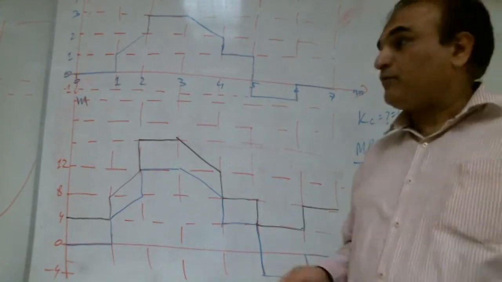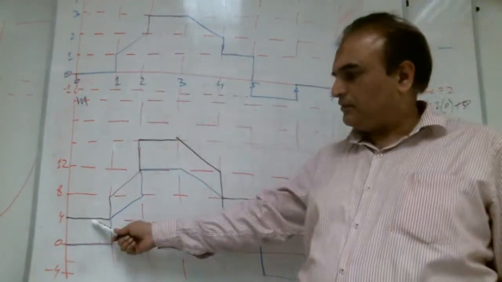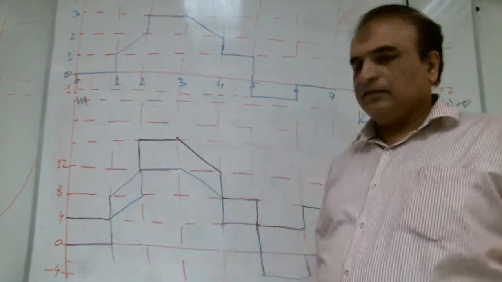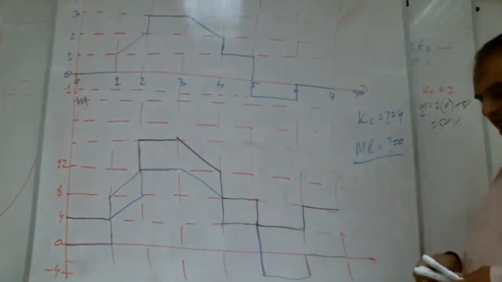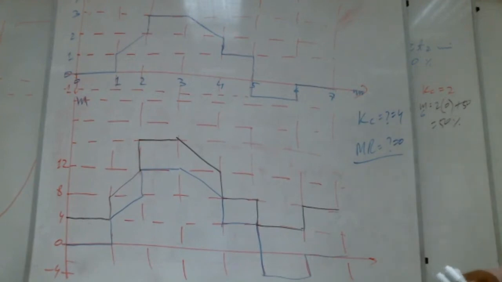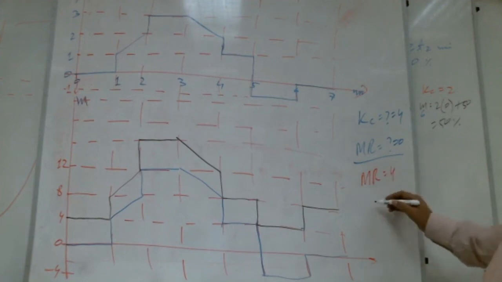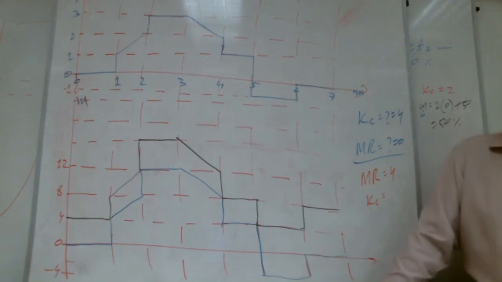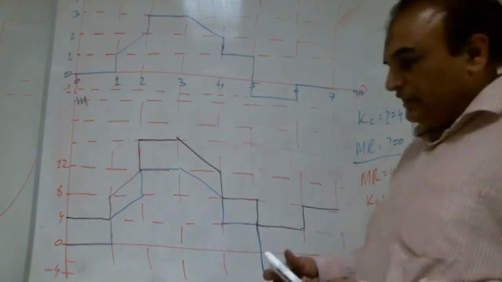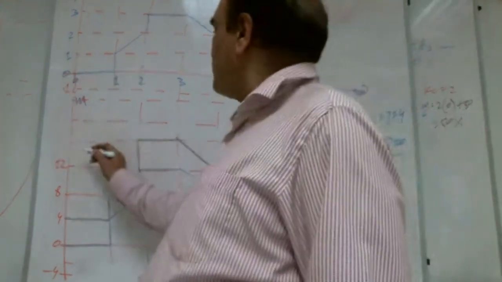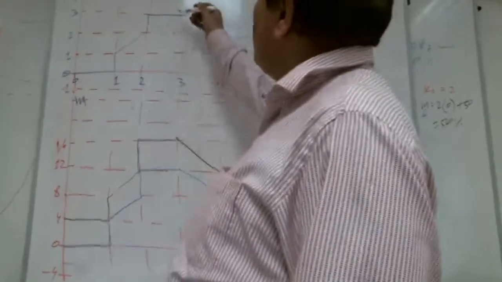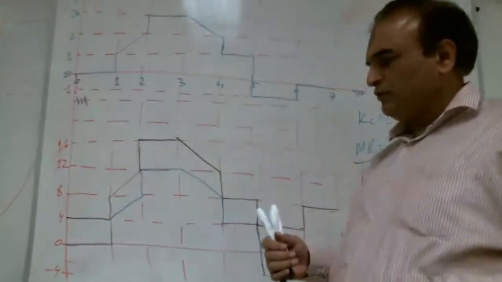Now imagine the question is given with this blue and this black. What is MR? 4. So MR is 4. How much is the gain? Also 4. How? Tell me. Now this thing is 16. This is 16. So 16 divided by 3.